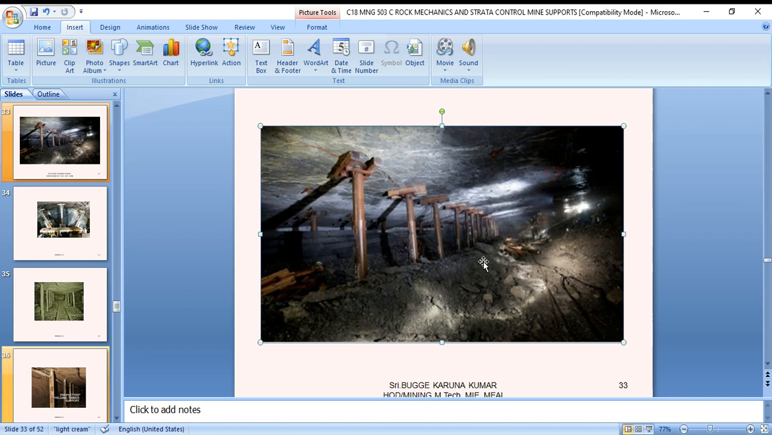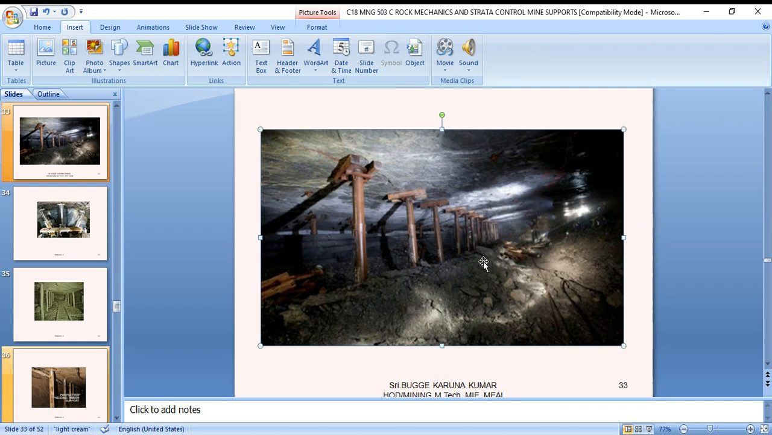A timber prop is expected to support the roof area about 0.4 to 1 meter long. The props are erected on an odd floor in seams of varying thickness, roof height up to 2.5 meters, roof height 2.5 to 4.5 meters. Different sizes, different areas, different conditions. More than 4.5 meters also, the prop can be used.